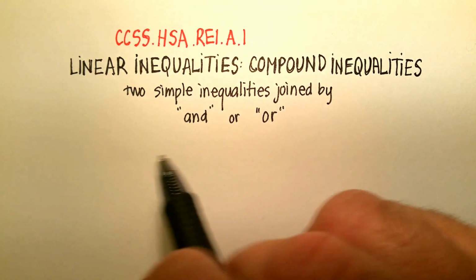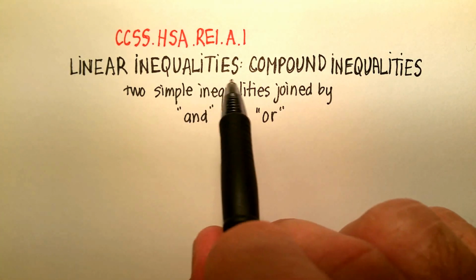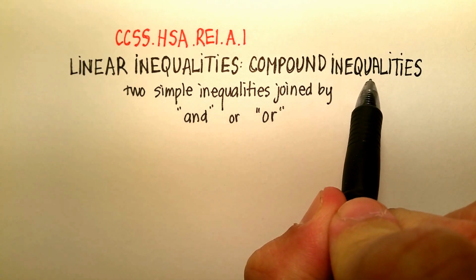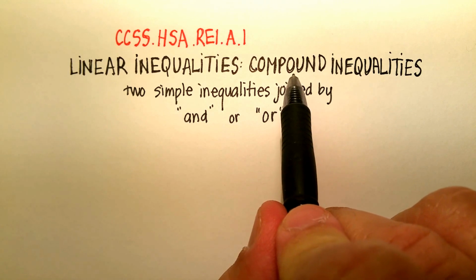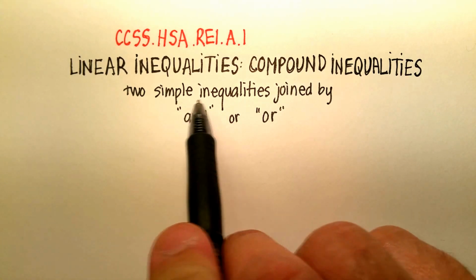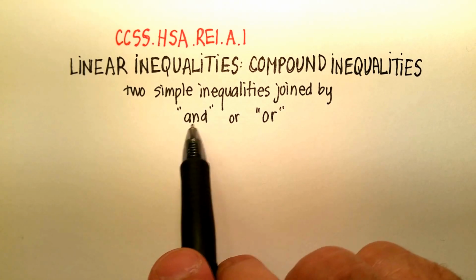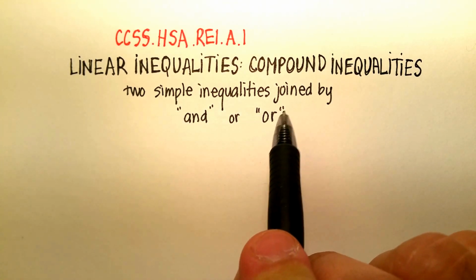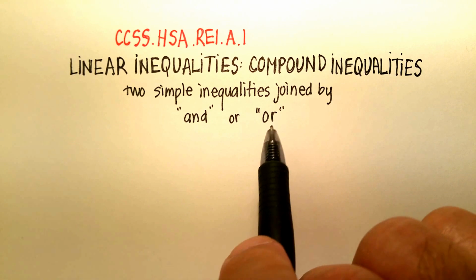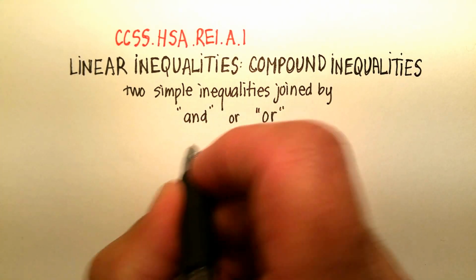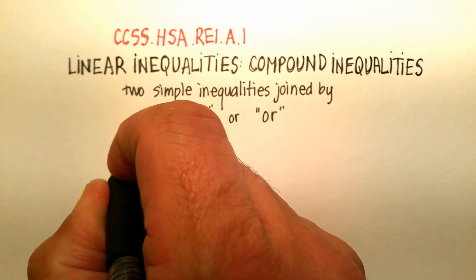Okay, in this video I'm going to talk about what are called linear inequalities, but specifically compound inequalities. And just like the word compound implies, they are two simple inequalities that are joined either by an and or an or. Now let me show you what that might mean. Like here, for an example, is an and kind of statement.